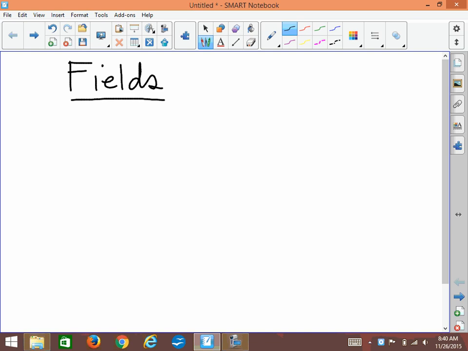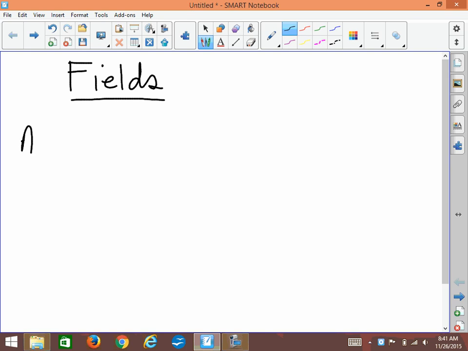Fields. A field in physics is very much like you would expect it to be if you think of the natural meaning of the word field. You know, a field of roses in the meadow or something. It's basically just a big area or a region of space.